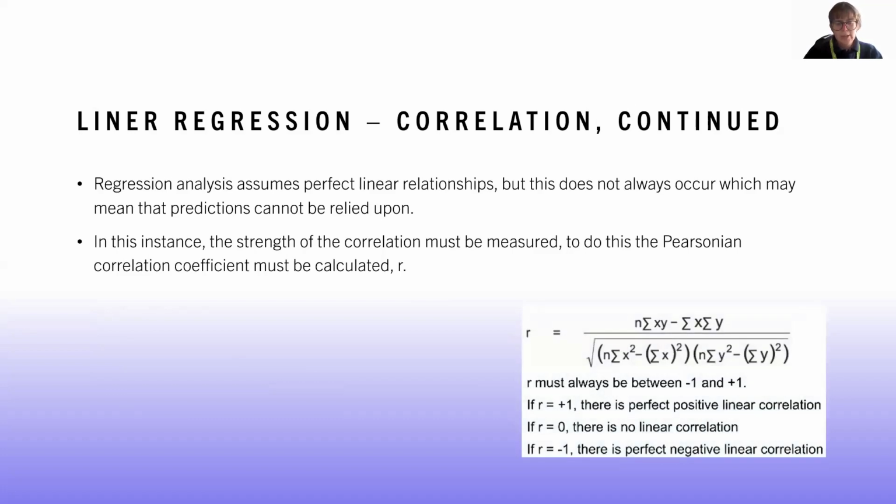If you are using this calculation, it must always be between -1 and 1, because if R is equal to +1, there is a perfect positive linear relationship. If it is equal to -1, there is a perfect negative linear correlation. And if it's 0, there's simply just not one.